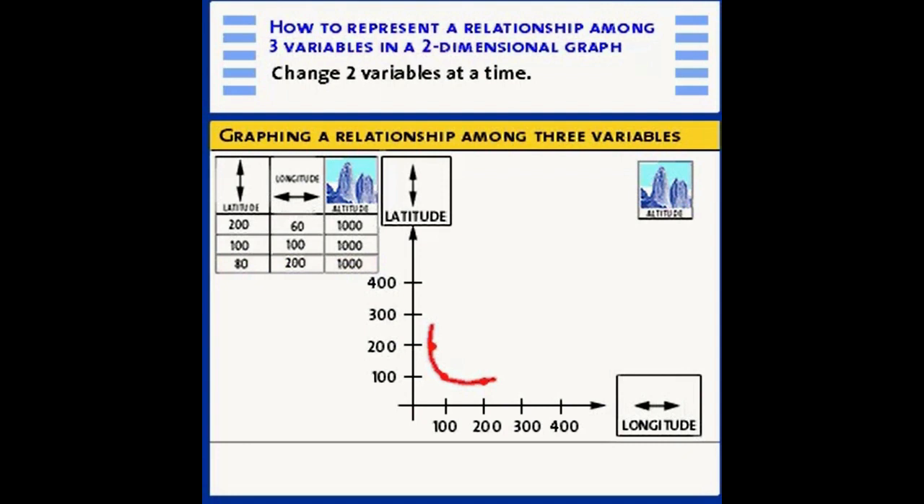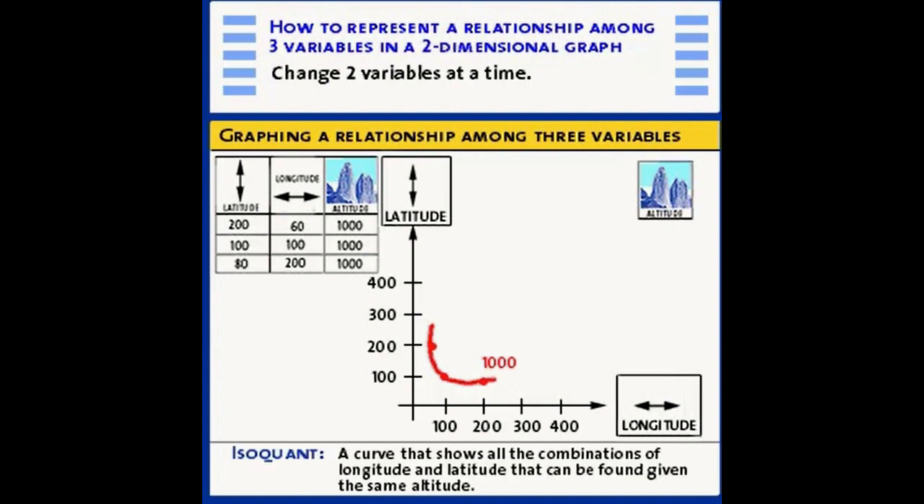This collection of points is sometimes called an isoquant, from the word that means same quantities. That is, each of the points on this curve represents a combination of latitude and longitude with a constant altitude of 1,000. Now, this is not the only isoquant that we can draw. We can now change the altitude and find another set of combinations of latitude and longitude that have a different constant altitude. Let's consider another set of information here.